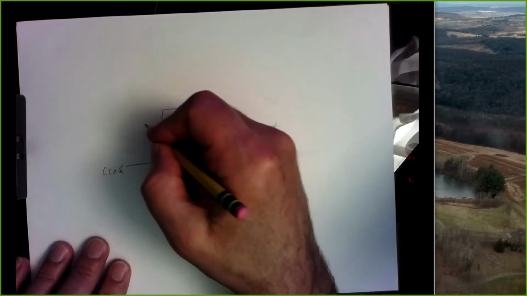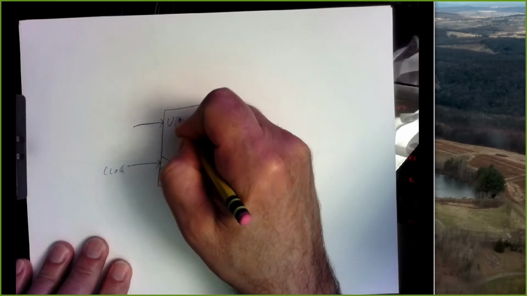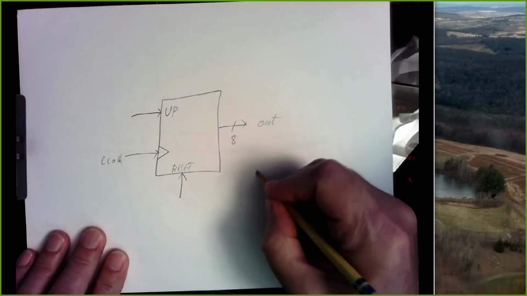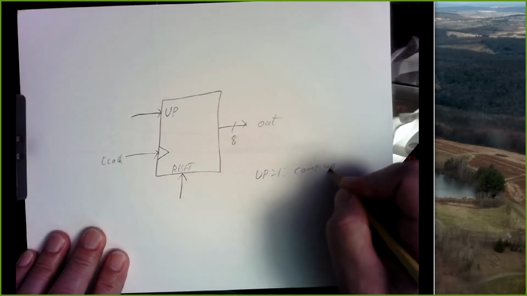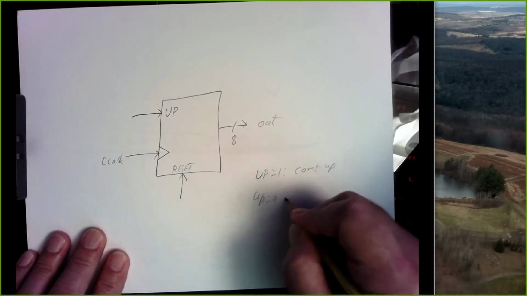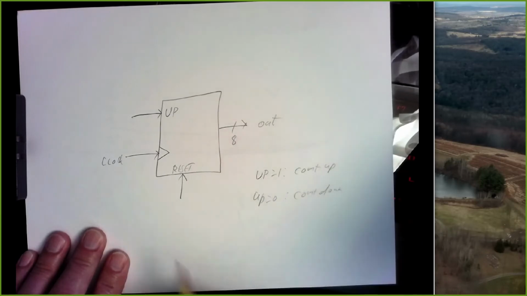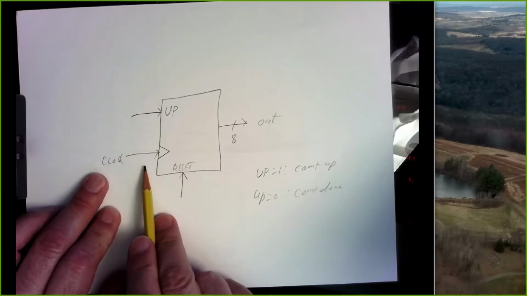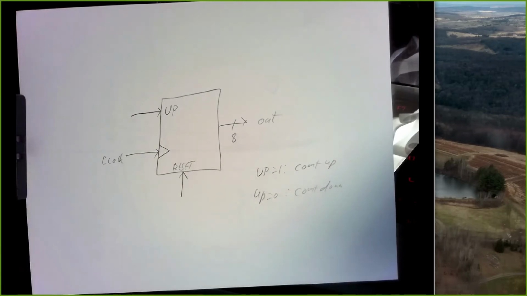But then we have one other input. And so I've been suggesting to people that maybe you call this up. And the idea is up equals 1. It counts up. If up equals 0, it counts down. And depending on whether this is a 1 or a 0, each time the clock ticks, meaning changes from 0 to 1, the output either increments or decrements.